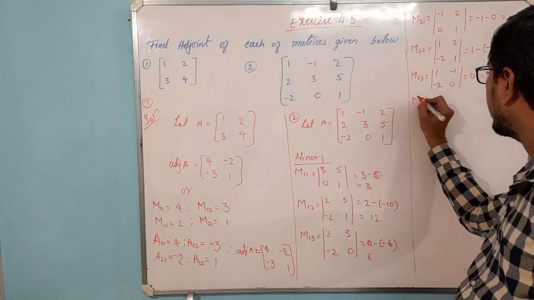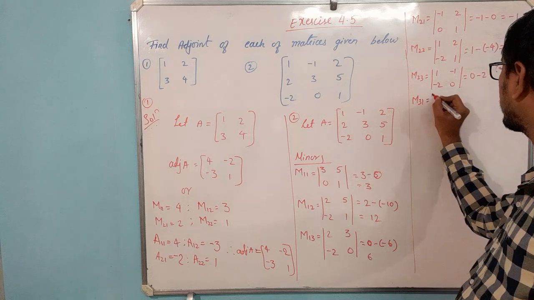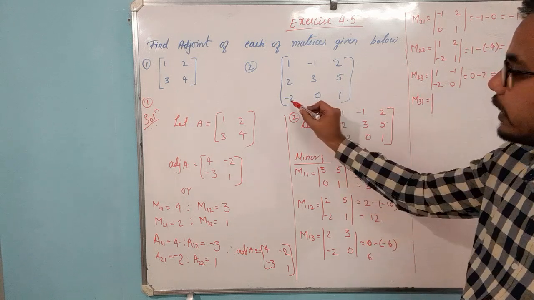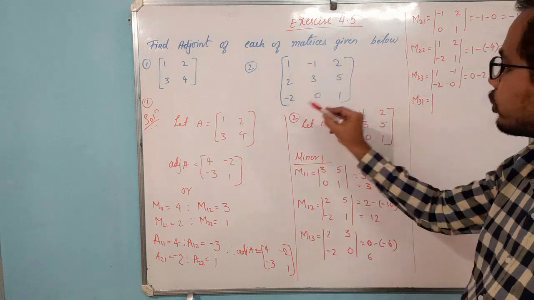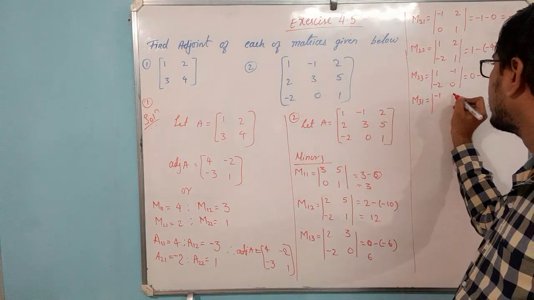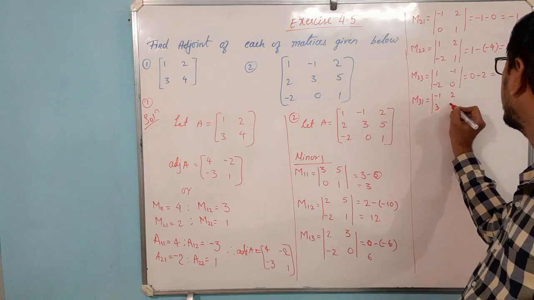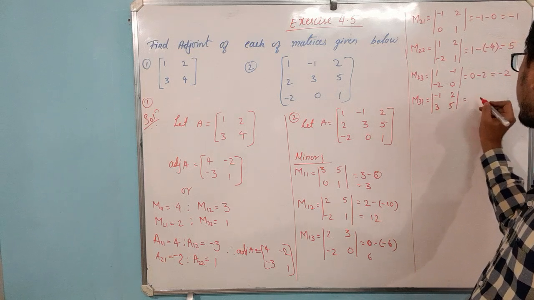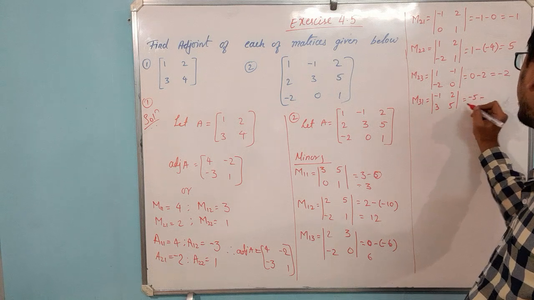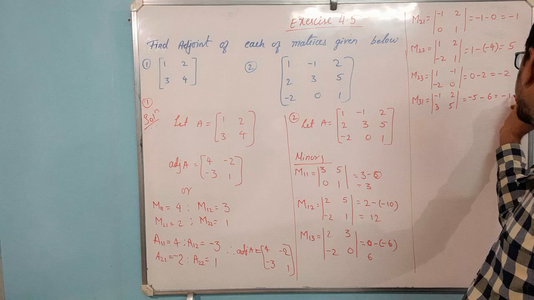Right. So M31, the minor of A31, leaving the third row and first column. So what do we get? Minus 1, 2, 3, 5. So this is minus 1 into 5, which is minus 5, minus 6. So it is minus 11.